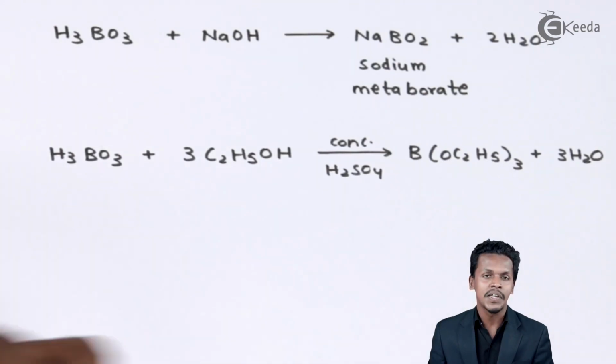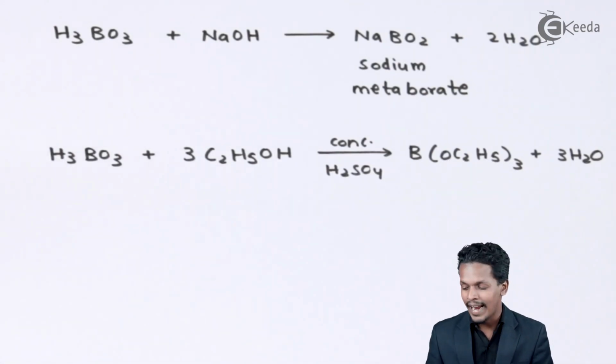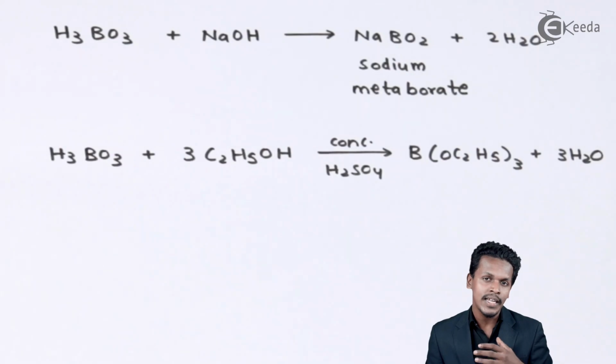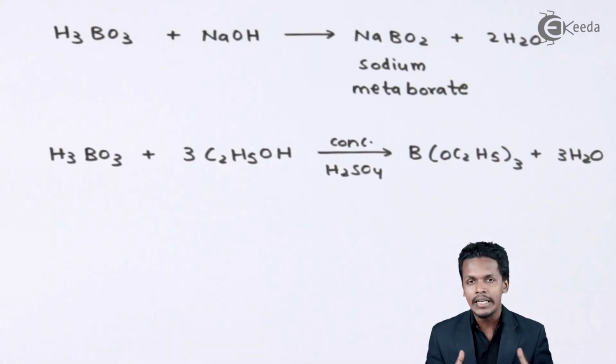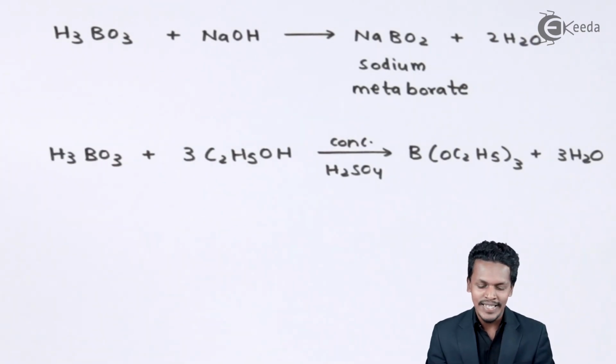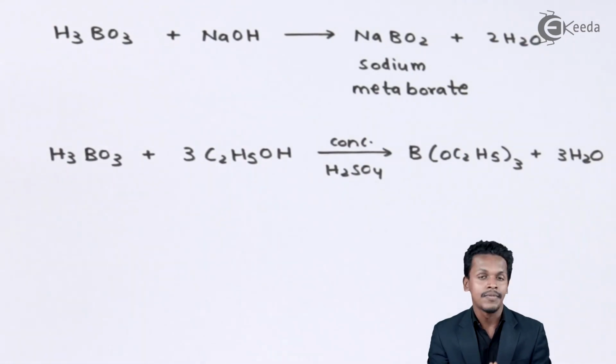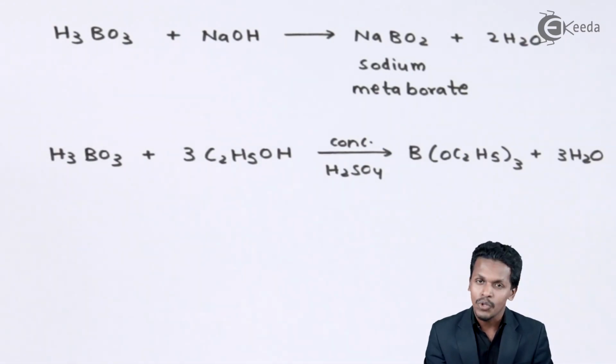B(OC2H5)3, which is basically known as triethyl borate, and that is a very volatile substance. That's the reason that on burning it will form a green flame, and that is how we could detect whether the compound consists of boron or not. So this was a reaction for the orthoboric acid.